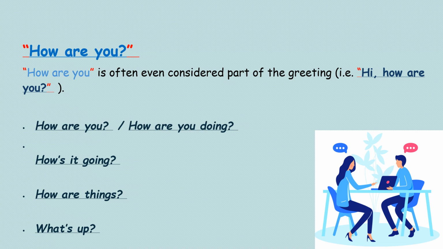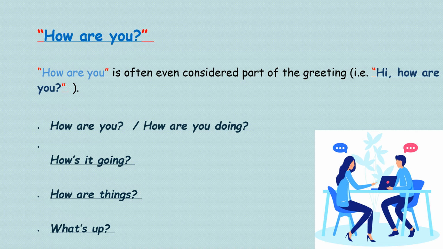How are things? That is informal. The next one is, what's up? It is so informal, so don't use this phrase for your bosses or for professionals. You can use this for your friends, for your good buddies. You can say, hey, what's up? Likewise, you can ask a good friend.